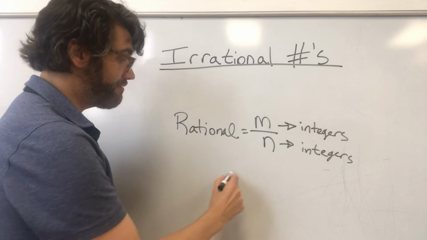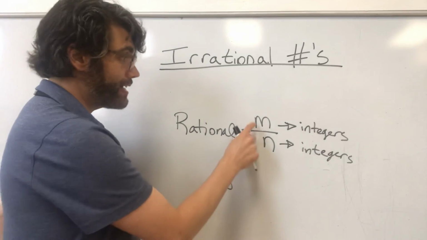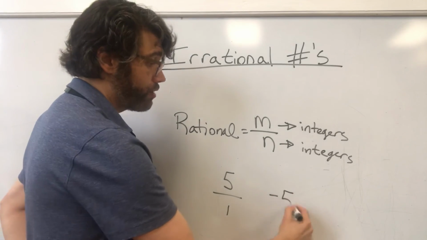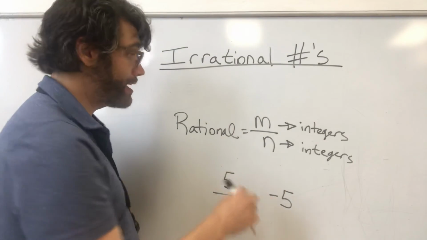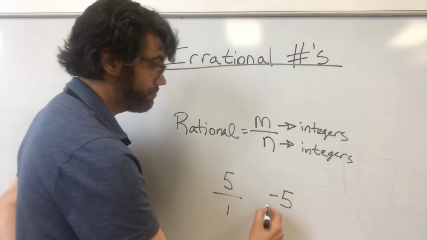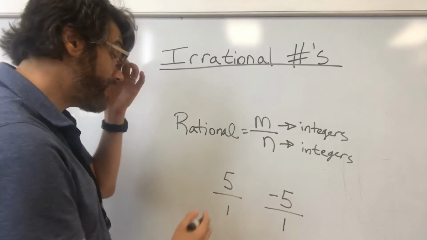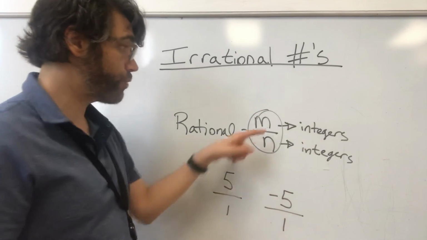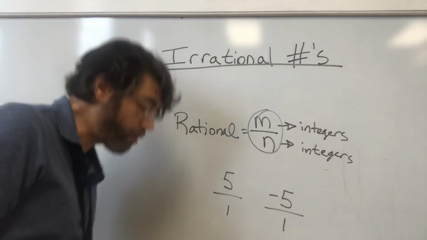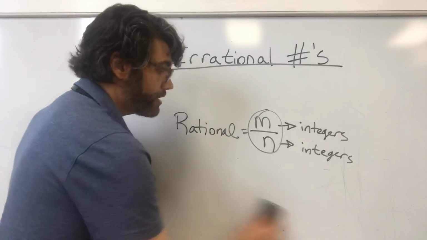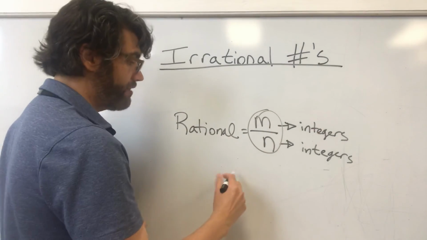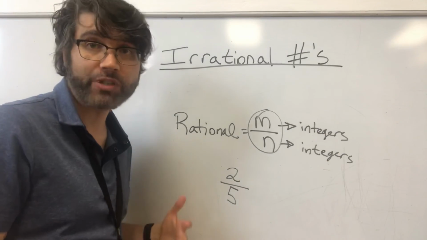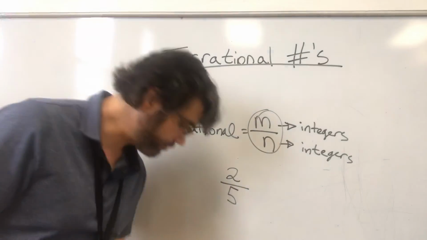So that's why 5 is a rational number, because you can write it in this format, 5 over 1. Negative 5 is also a rational number because you can write it in m over n fashion by putting it over 1. In fact, any whole or integer number you can put over 1 and create a fraction where both the numerator and denominator are integers. And if you just have a fraction like 2/5, well, this is already in ratio or fraction form. So by definition, that's also rational.